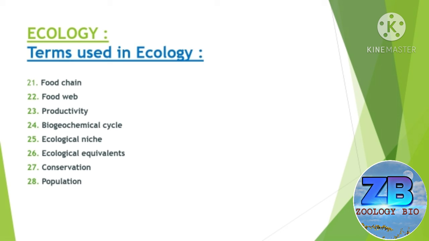Biogeochemical cycle. More or less circular pathways through which the chemical elements, including all the essential elements of the protoplasm, circulate in the biosphere from the environment to organisms and back to the environment, are known as biogeochemical cycles. Ecological niche. The ecological niche of an organism includes the physical space occupied by it, its functional role in the community, and the conditions of its existence. Ecological equivalents. They are the organisms which occupy the same or similar ecological niches in different geographical regions.